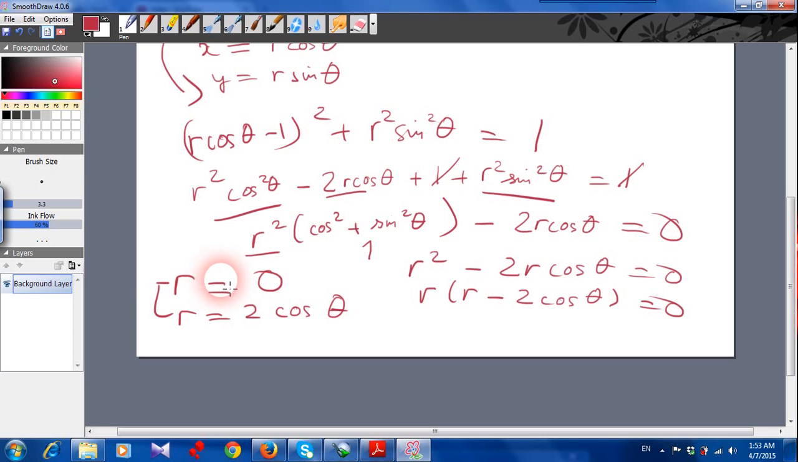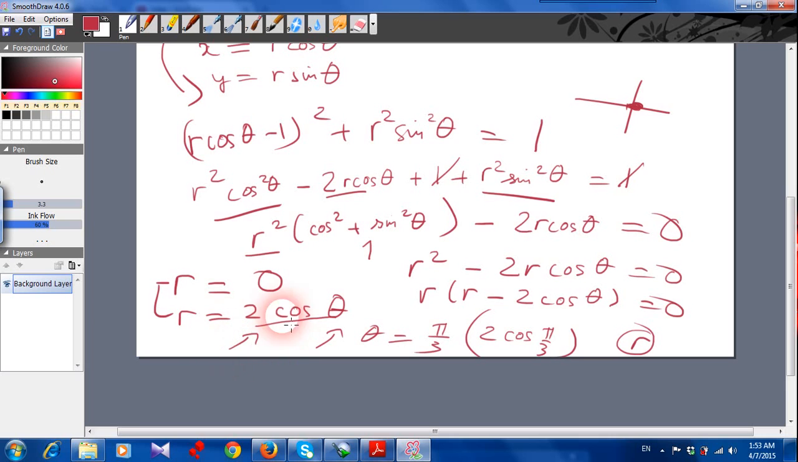So where is r is 0? Here, r is 0, right? Where r is equal to 2 cos θ. If θ is a number, but that's an angle, right? For example, we find r, so we can change to the polar equation like this one.